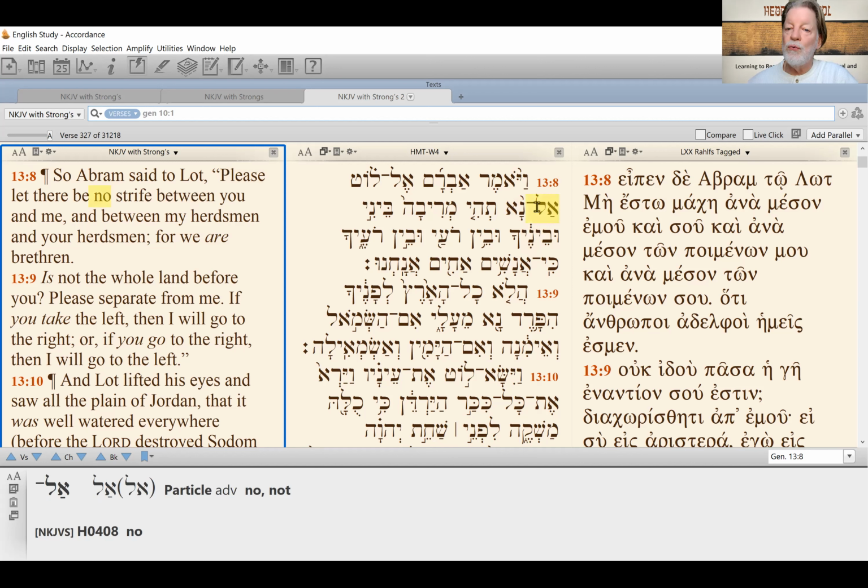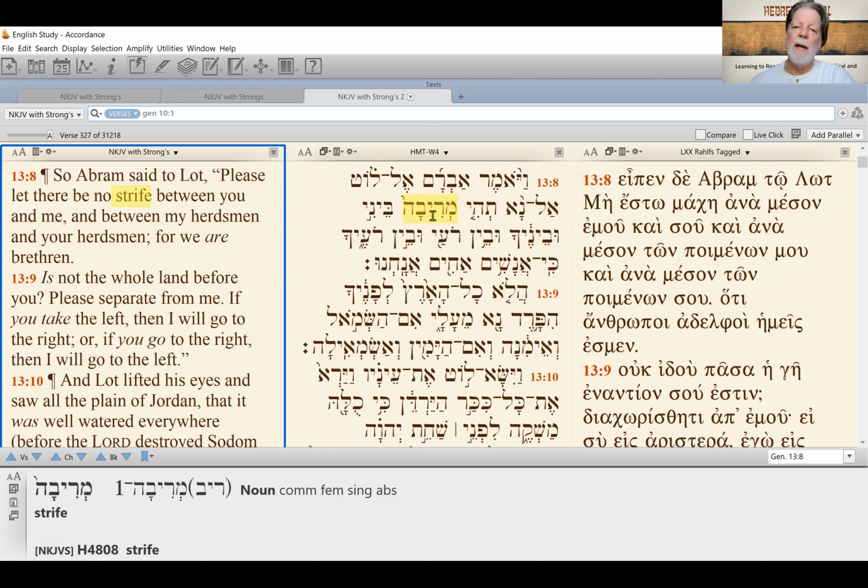Al means don't, and na means please. So this would be Abraham saying, please don't let there be tehi. It's the verb of being, haya. Merivah is the noun form of the verb riv. If you look at the information window down below, you'll see that the three-letter root is resh, yod, bet. That's the verbal form of riv. If you want to make it a noun, you put a mem in front of it. So merivah is the noun for strife or disagreement.